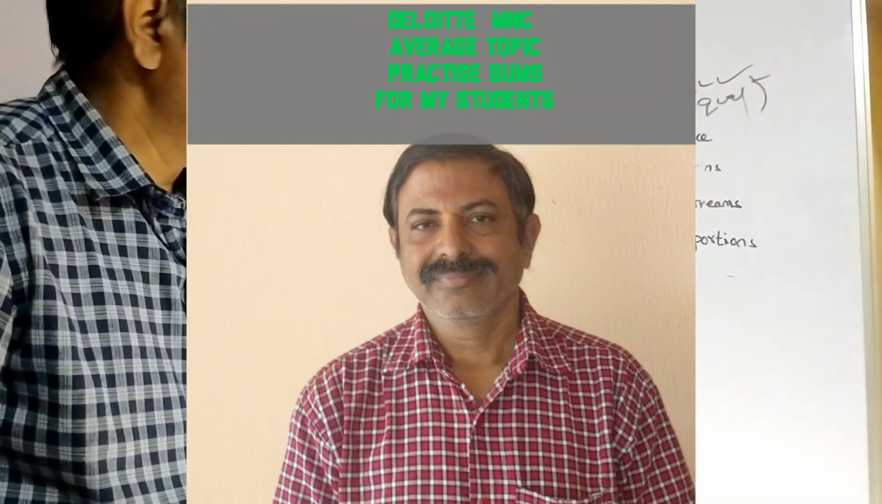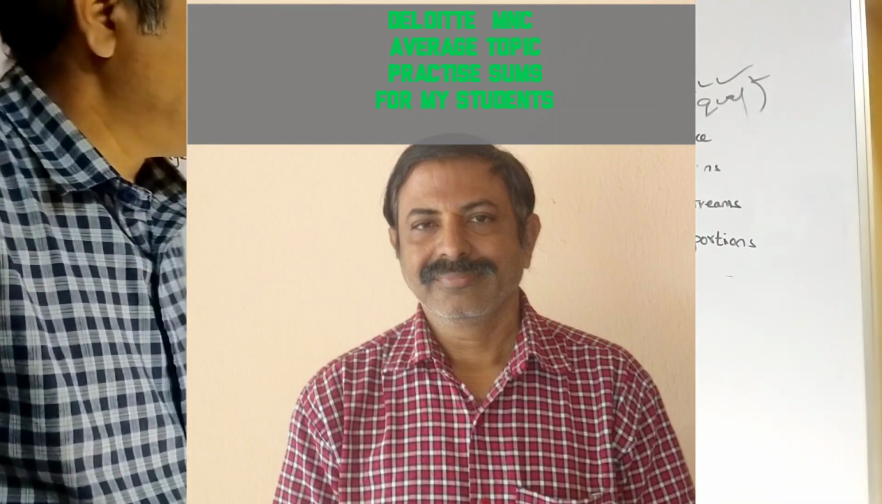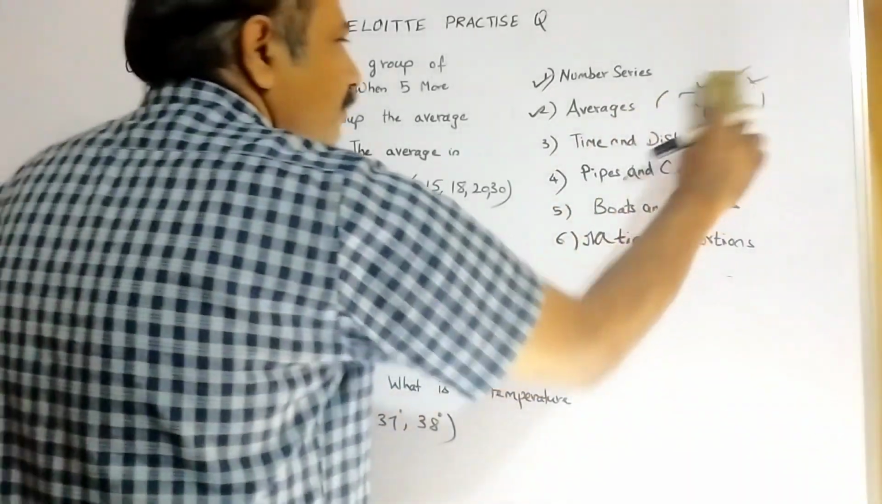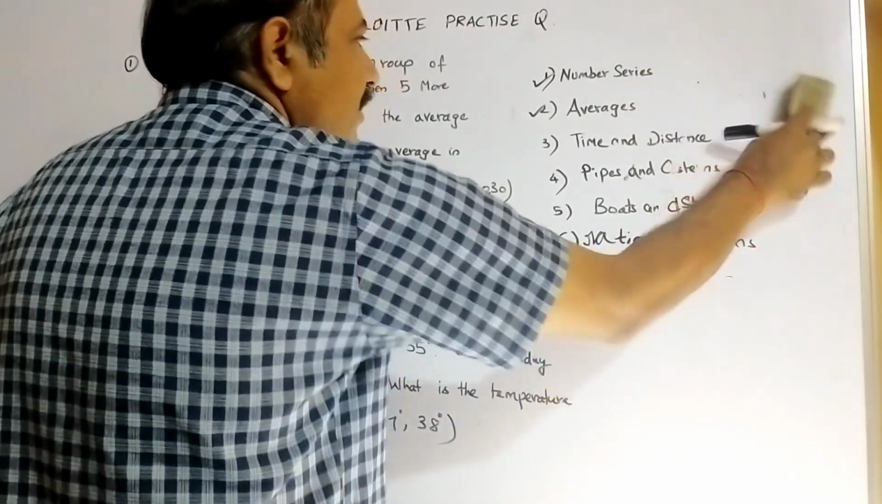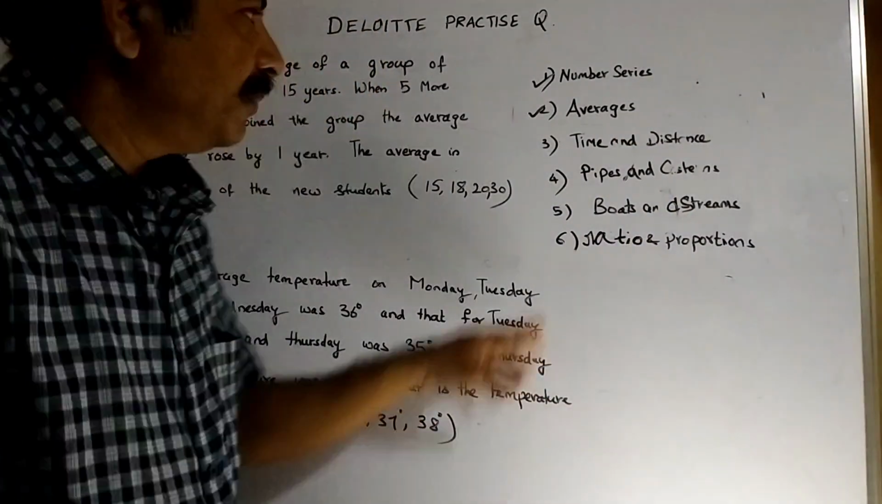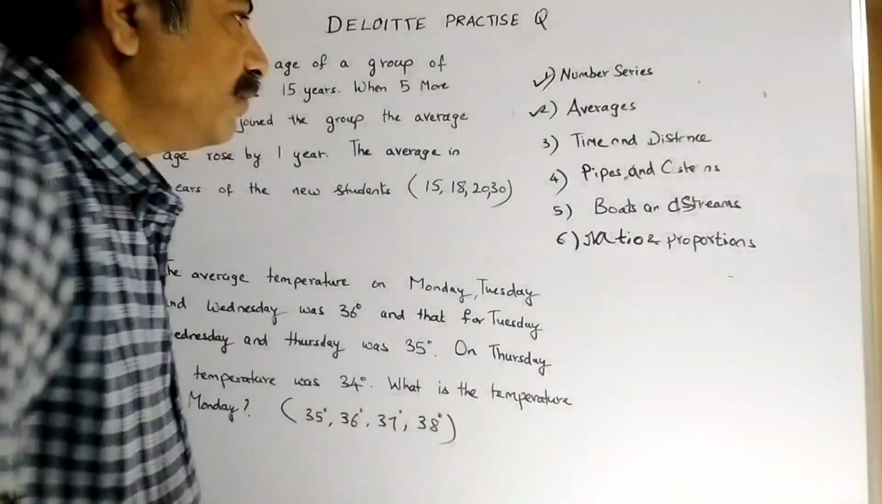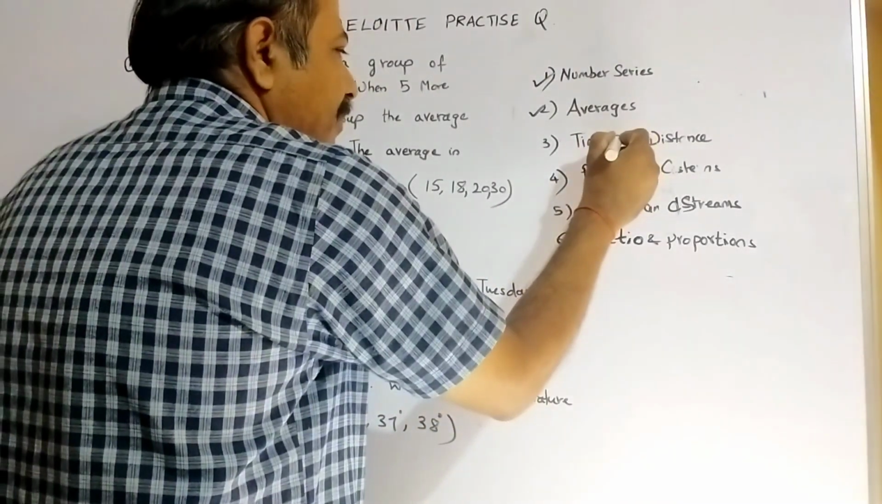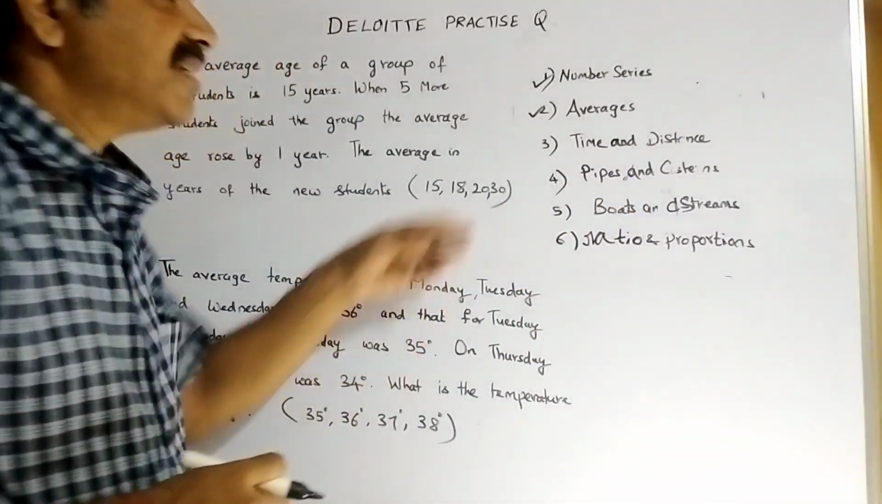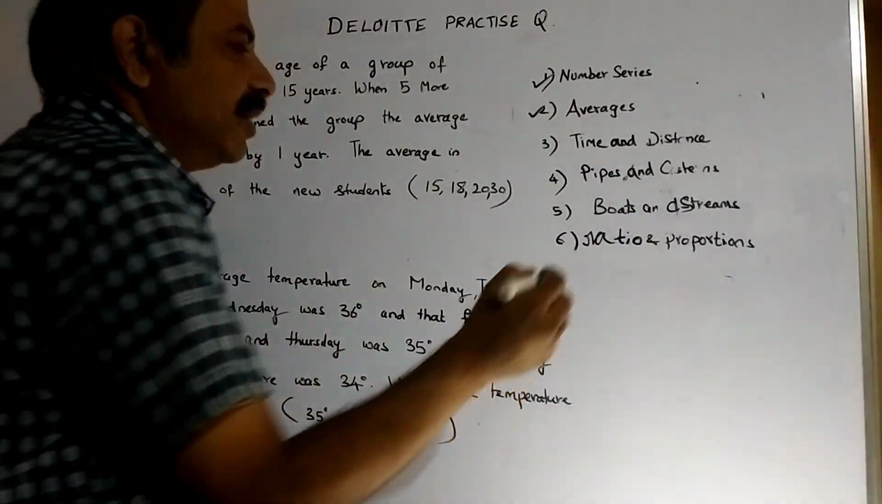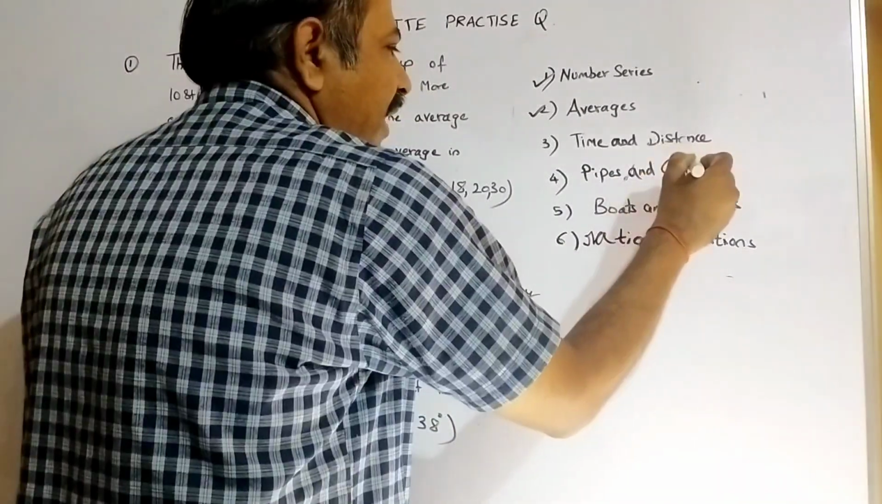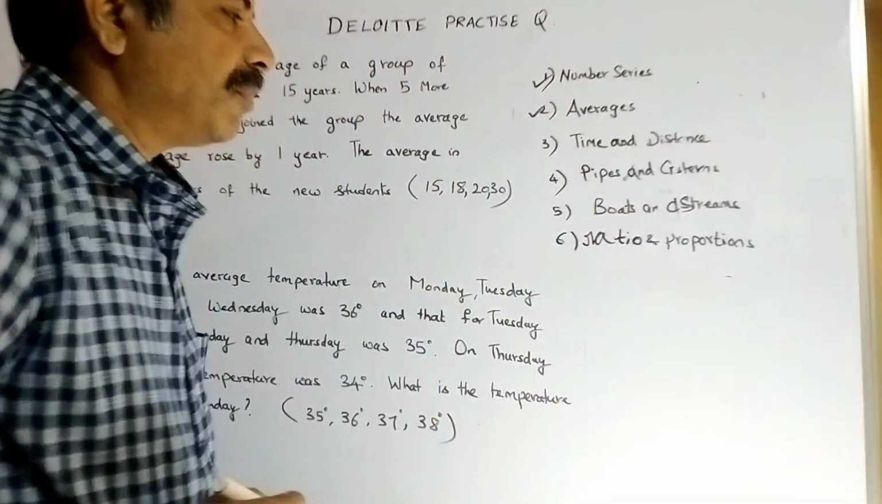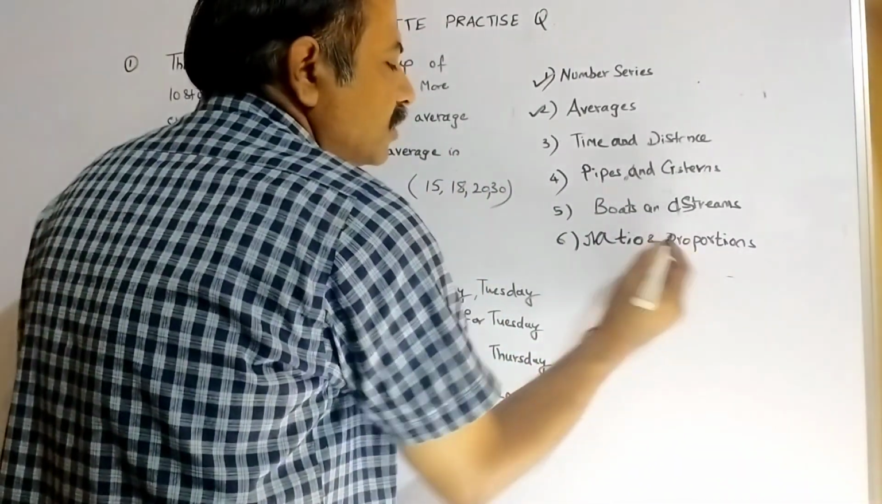So I've started the final year's Deloitte company practice questions, in which I told you to look into all these 5 topics. In previous papers, we got questions from time and distance, averages, pipes and cisterns, boats and streams, and ratio and proportions.